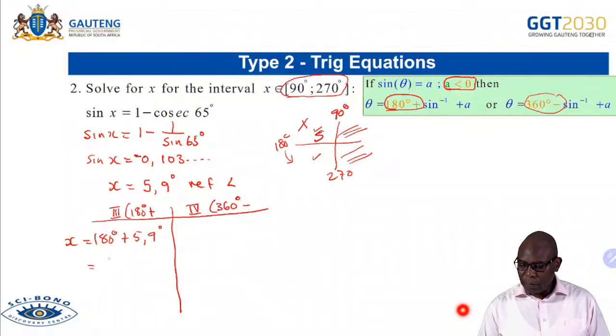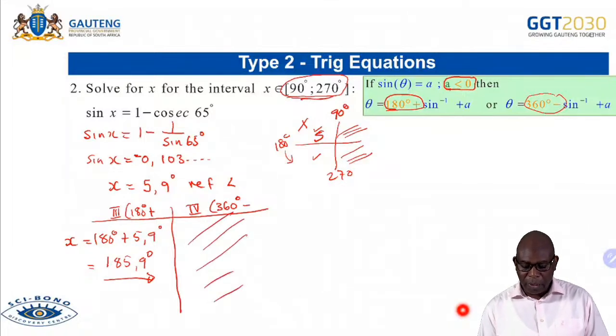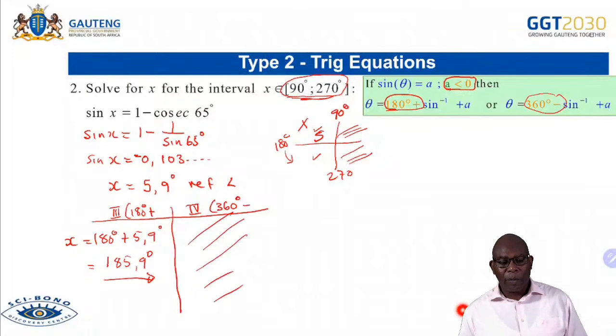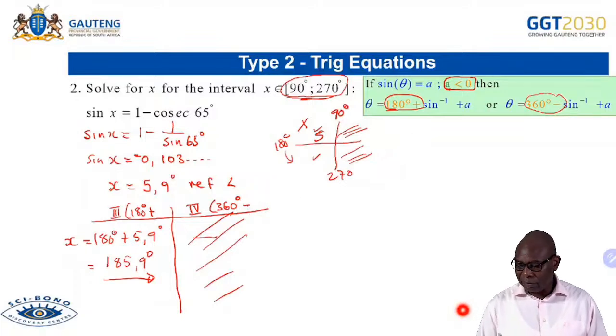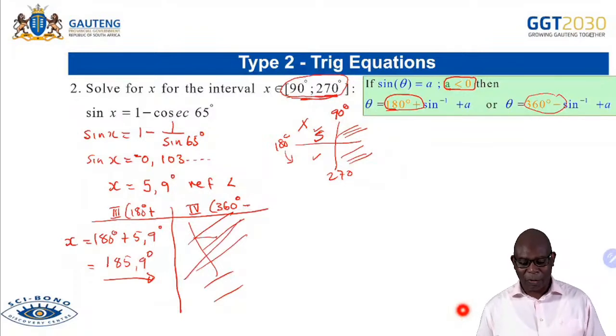Which is going to be 185.9 degrees. That's my only solution. So I do not have a solution there. Can you see the interval that has been given also? Because if I say 360 minus 5 and I get the angle there, it will not be part of it. Obviously, what am I going to get just for interest sake? I'm going to get x equals 354.1, and 354.1 is not part of my solution. So no way am I going to have my solution. So you must check your intervals.